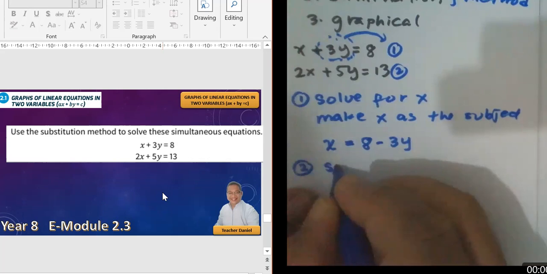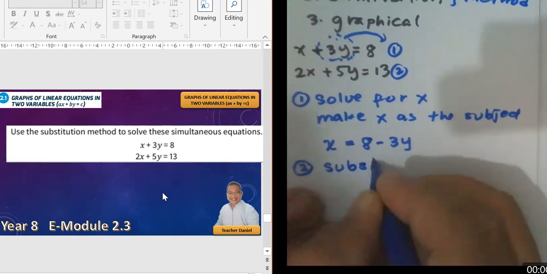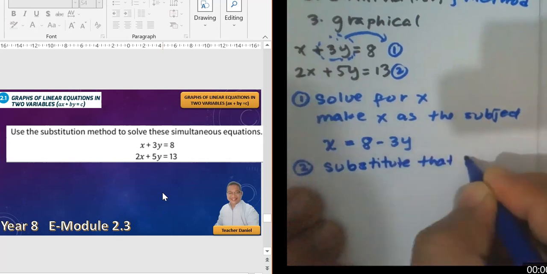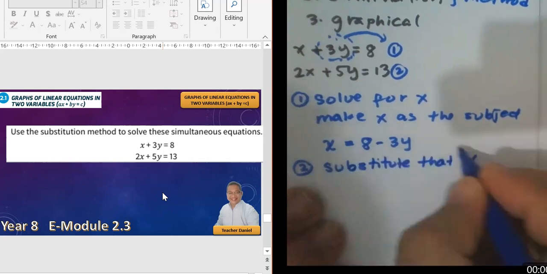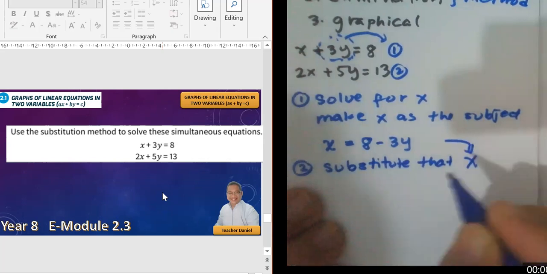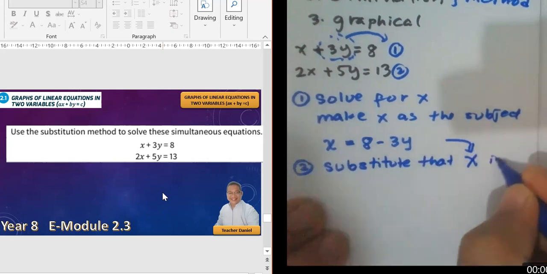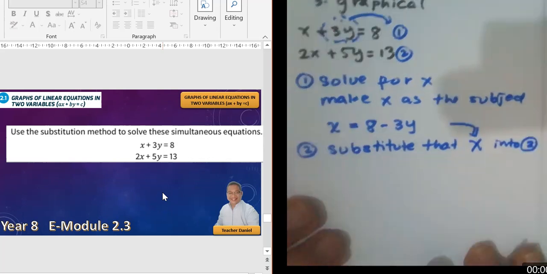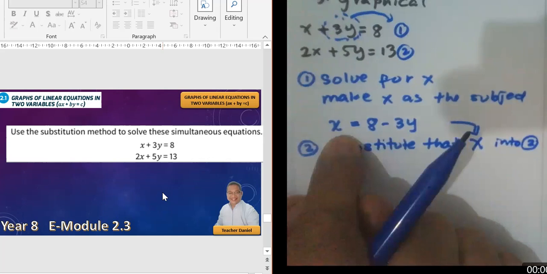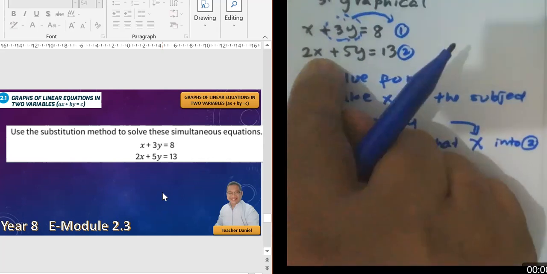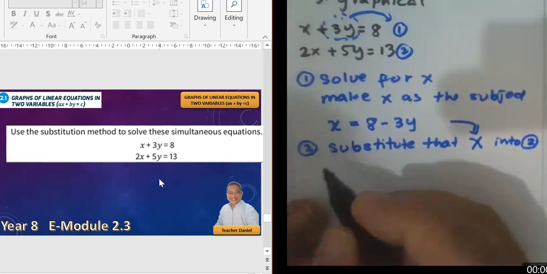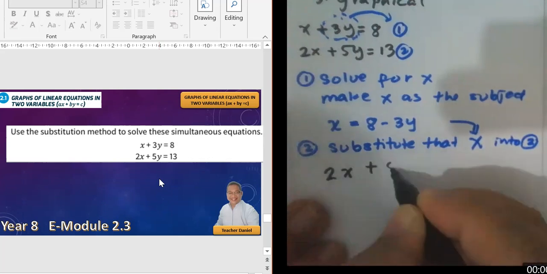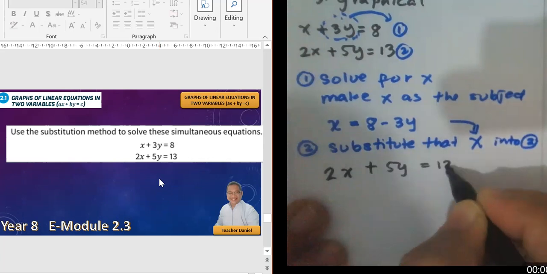Substitute. Substitute that x, this x, into equation number 2. So meaning we plug in this x into that x. Let me just write it down first: 2x plus 5y is equal to 13.